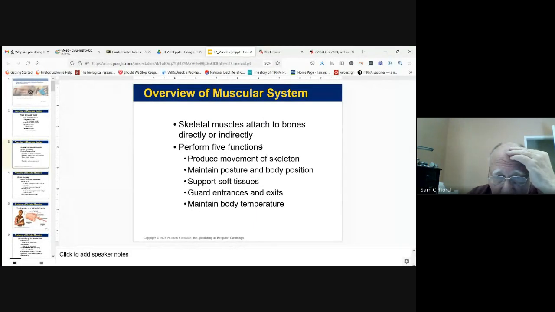So maintain body temperature: when you shiver, that's the increased body temperature. Guards entrances, the oral cavity, exits at the anus and the rectum. You have control of when you release waste and when you don't, hopefully.